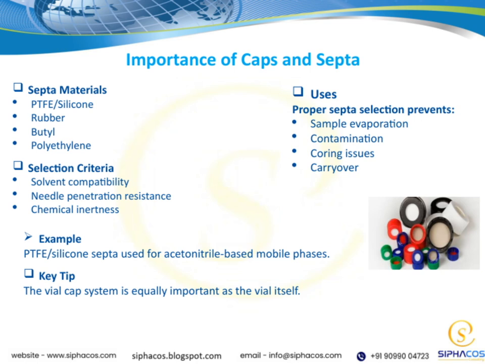And of course, chemical inertness is vital so that the septa doesn't react with your sample or interfere with your analysis. In summary, choosing the right septa and caps is a crucial step in maintaining sample integrity and ensuring accurate, reliable results in your analysis.